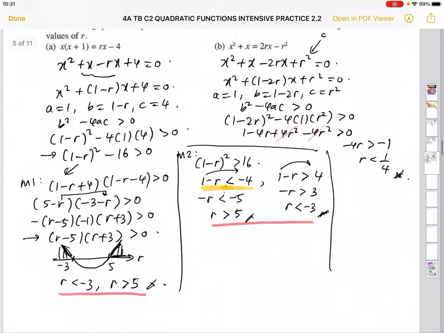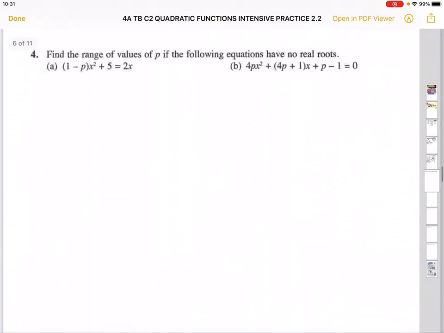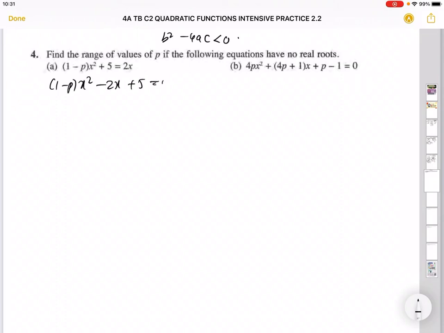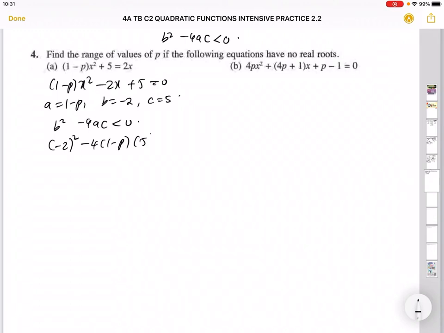Moving on to question number 4. Find the range of values of p if the following equation has no real root. So meaning my b squared minus 4ac should be less than 0. The first one is you just have to bring the 2x over. So you know your a is 1 minus p, your b is negative 2, and your c is 5. So when you apply b squared minus 4ac less than 0, your b is negative 2, you square it, a is 1 minus p, c is 5. This is now less than 0.